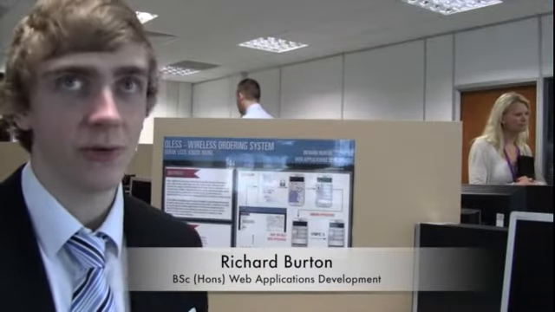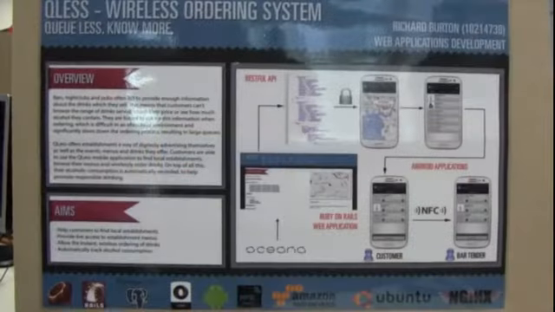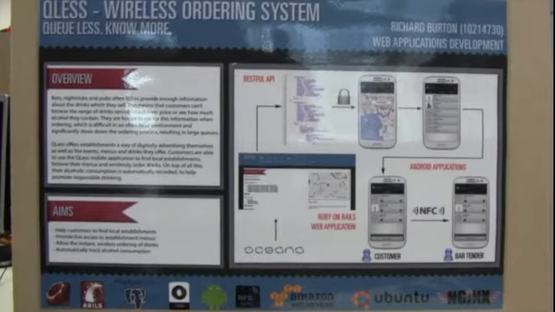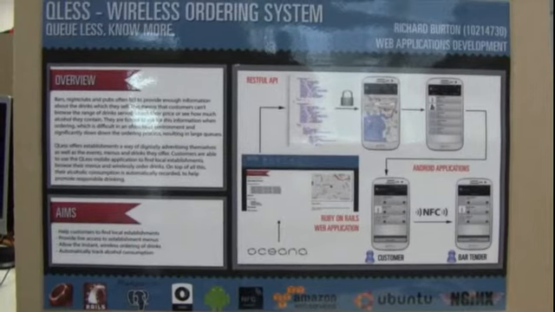So my project is on improving the ordering process in establishments. So basically there's a problem with queuing times in establishments because the music's loud. It's hard to communicate your order to the bar staff, and often there's no menu, so you don't know what drinks are for sale and how much they are. So you end up making blind decisions on what drinks to order.